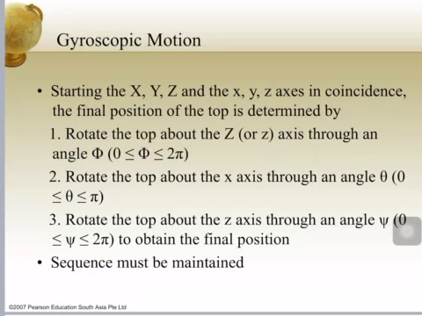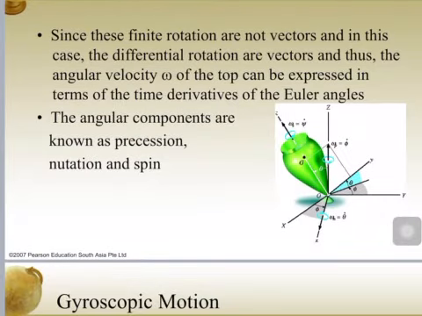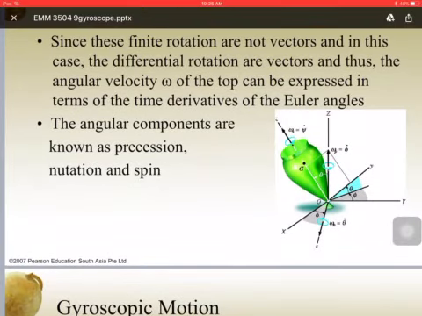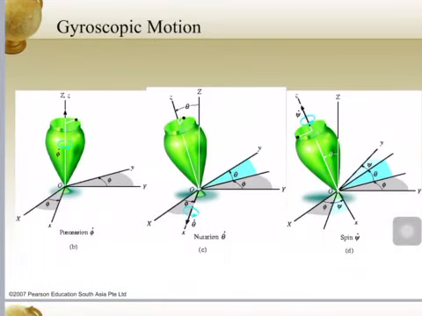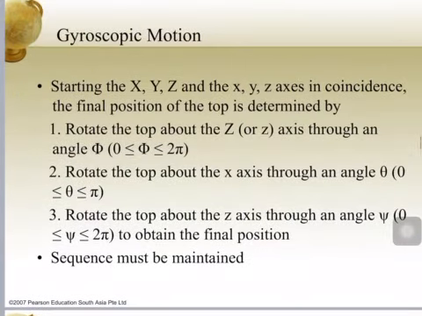So if you look at here, this is actually the picture of the end of the sequence. I will show you. Okay, this is the picture. The first picture is the angle that we rotate about the z-axis, and the angle is psi, or precession. Okay, that is the first step.